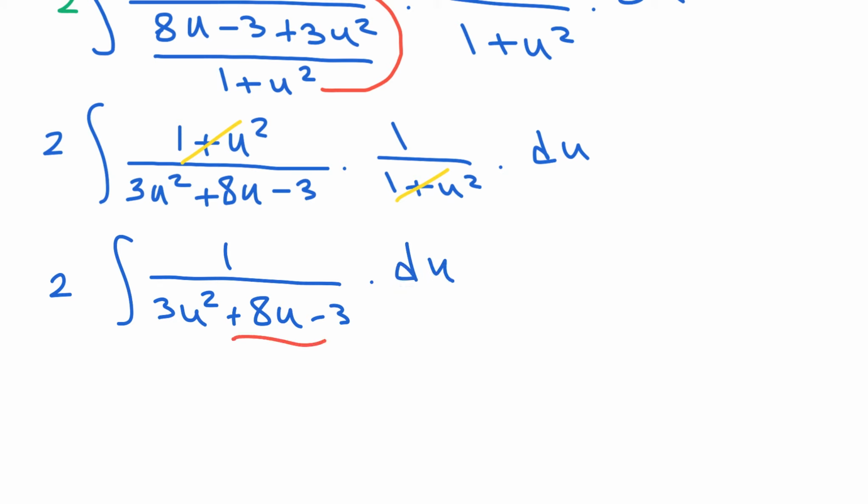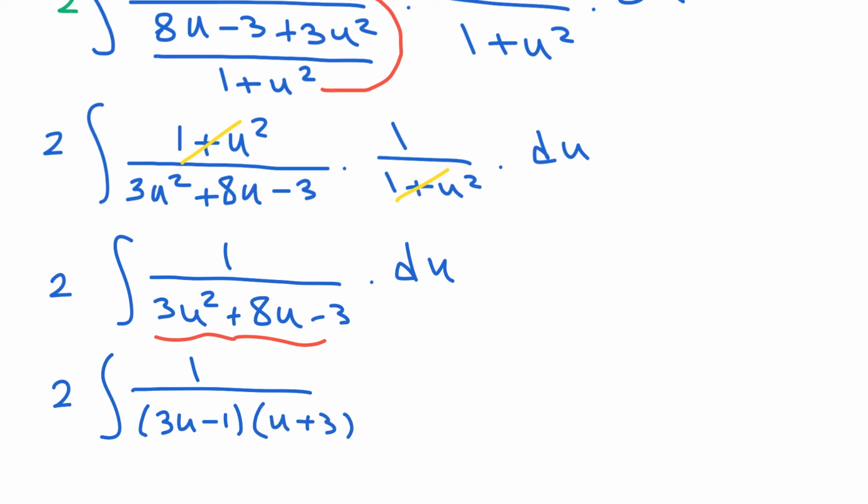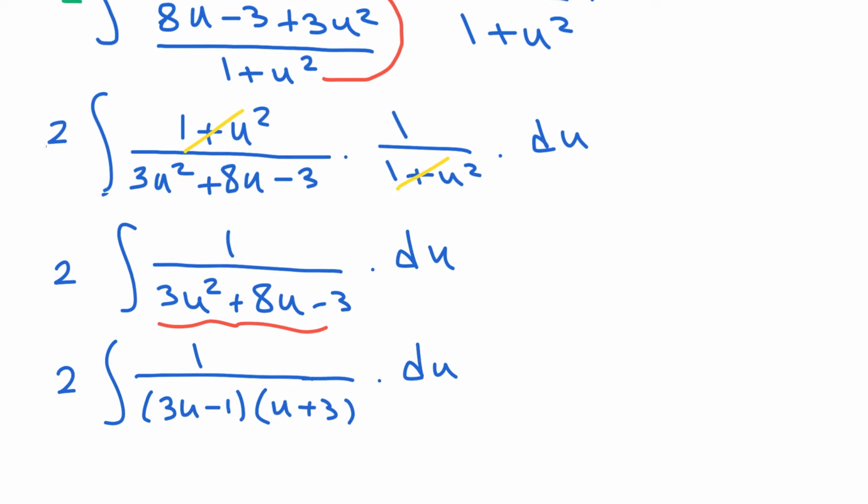Now I'm going to factorize this denominator, so it will be 2 times the integral of 1 over 3u minus 1 times u plus 3. You can use the calculator mode 5-3 to find the factorization of the quadratic polynomial. Now I must use partial fractions to integrate this function.